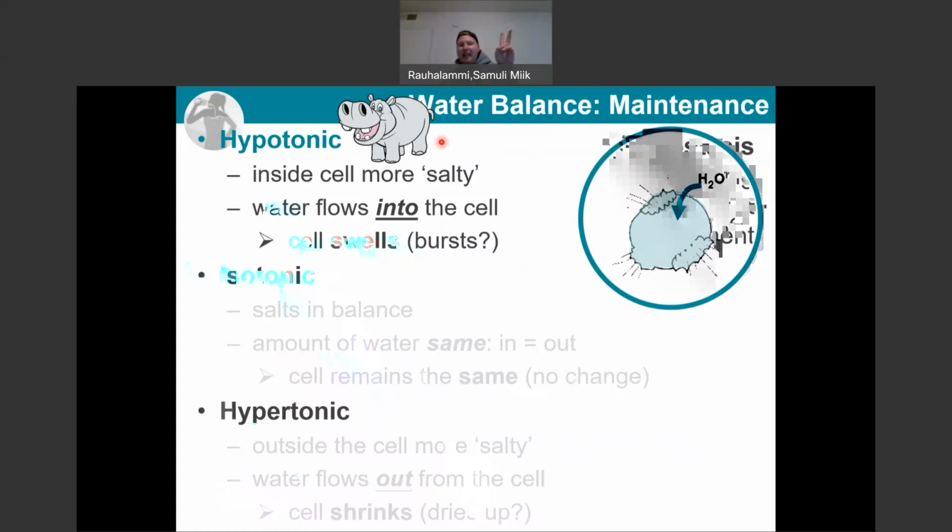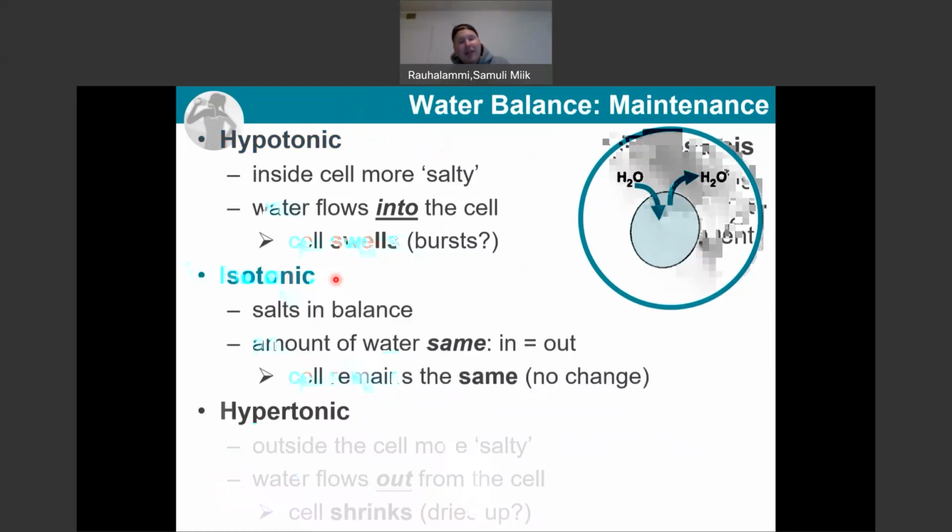Let's have a look at the second case. In the second case, we're looking at isotonic cells. Isotonic cells are a situation where we have the same concentration of salts or electrolytes both inside and outside the cell. Because the concentration is the same, even though some water will come into the cell, some water will also leave the cell, and there's no net gain or net loss of water for the cell. So the cell remains the exact same size. There's no change in the cell size.